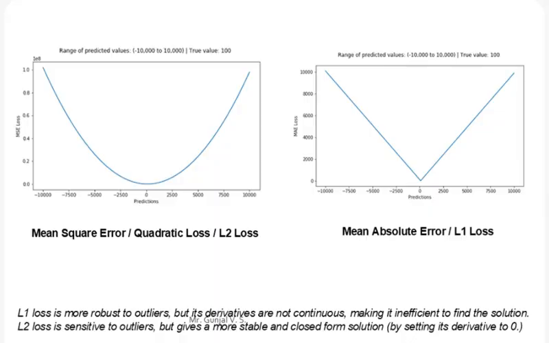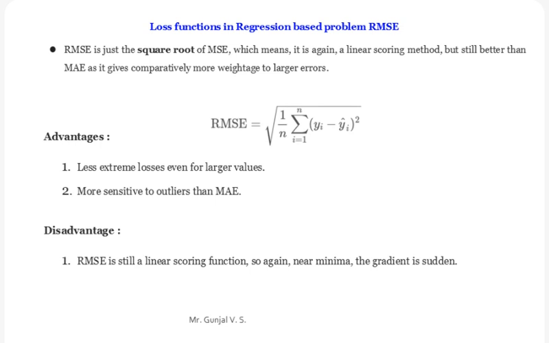L1 loss is more robust to outliers but has discontinuous derivatives, making it less efficient for optimization. L2 loss, while sensitive to outliers, provides a more stable solution with continuous derivatives. RMSE, or root mean square error, is a linear scoring method that gives more weight to larger errors compared to MAE. It is less extreme for larger values but is sensitive to outliers.